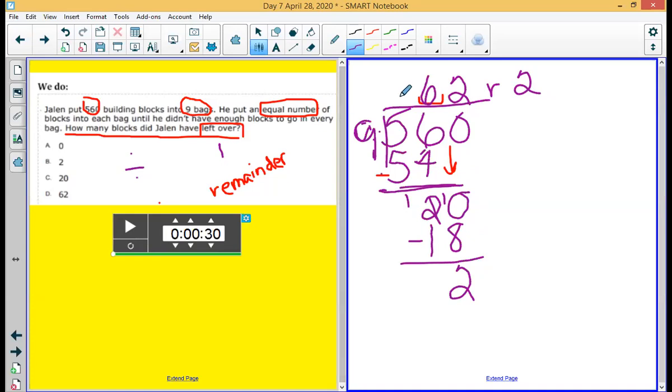So that means that he put 62 blocks in each bag. He had 9 bags, and he had a total of 560 blocks. My job was to figure out how many blocks did he have left over. My leftover is my remainder, so my answer would be B.